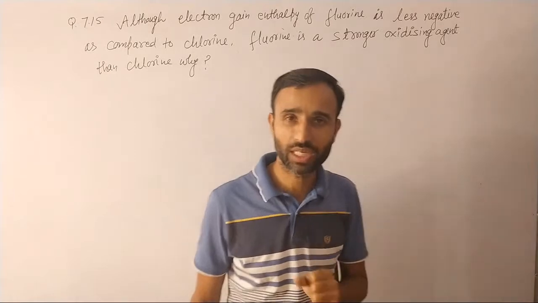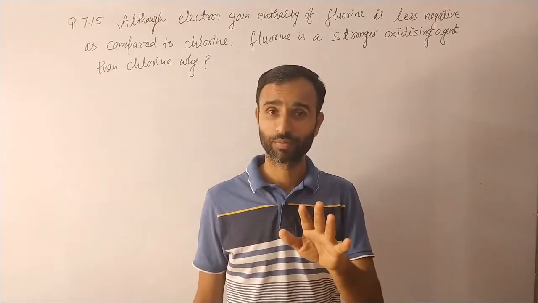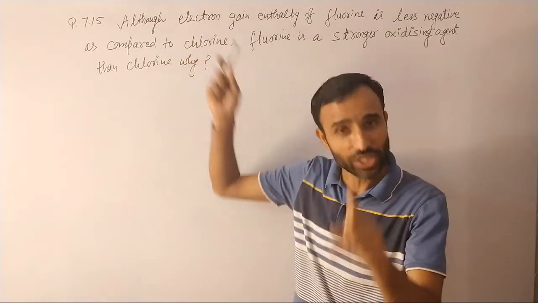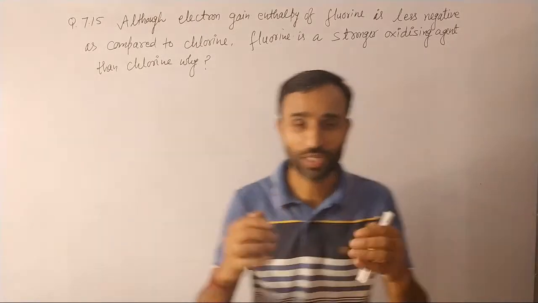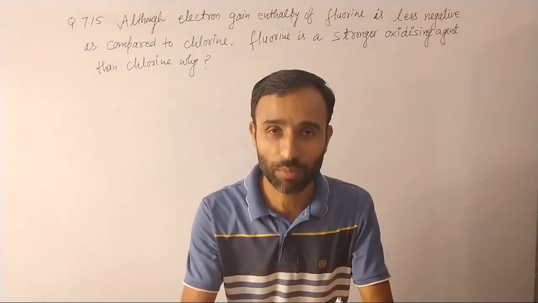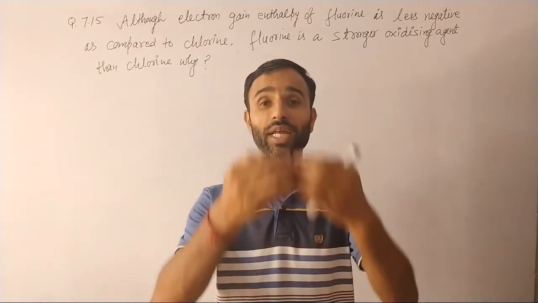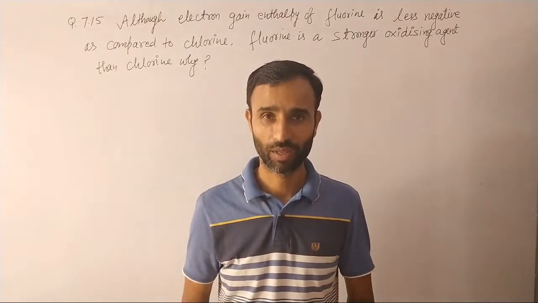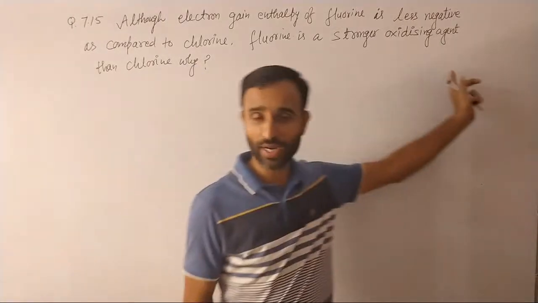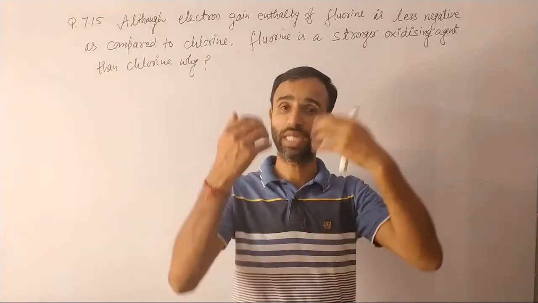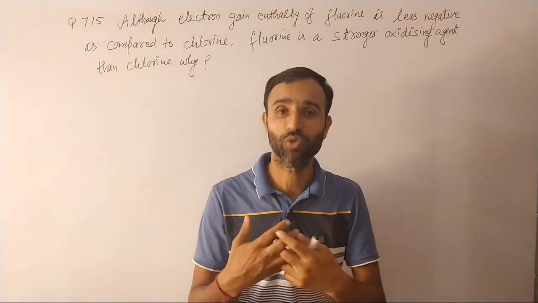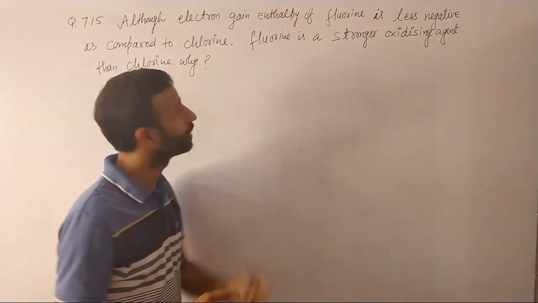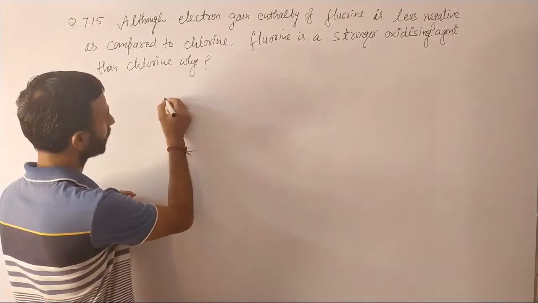So what is an oxidizing agent? It can gain electrons, but in aqueous solution. Electron gain enthalpy is in the gaseous state. See the difference: electron gain enthalpy means the element which can gain electrons in its gaseous state. But an oxidizing agent is the one where the electron is gained in aqueous solution. That is the basic difference. That's why there is a difference in this thing. See, this is halogen.